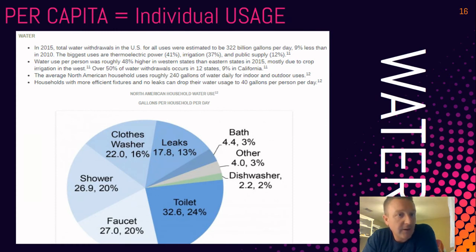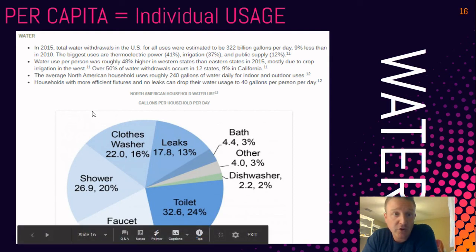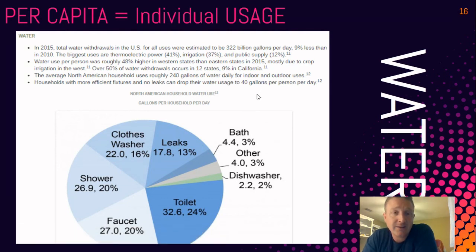But anyways, households with more efficient fixtures and no leaks can drop their water usage to 40 gallons per person per day. Look at that. The household, 240 gallons of water daily for indoor and outdoor use. That's just a lot, you know? So anyways, there's some graphs, some facts, some evidence.